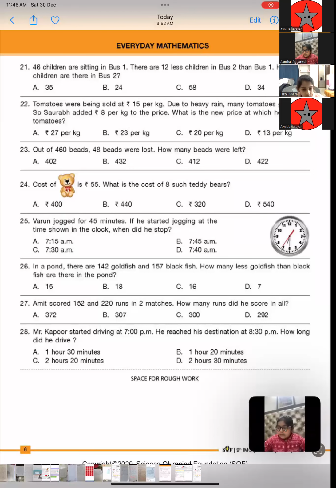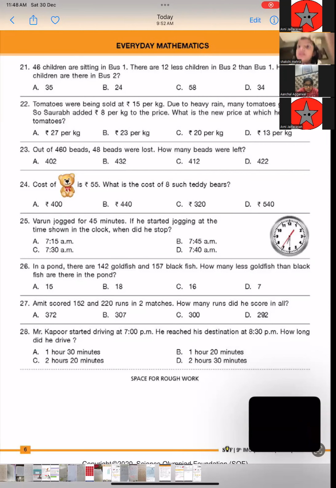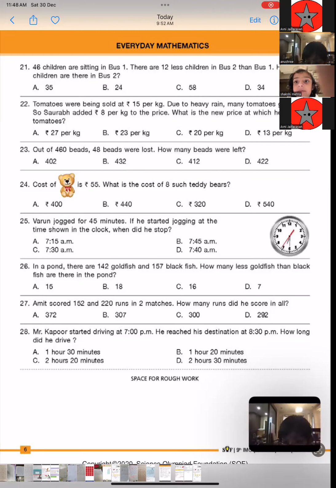I'm waiting for other kids. Sakshi and Kabir, easy? Or you want me to explain? Answer is B. Shall I explain, Kabir? Yes, ma'am. So tomatoes were being sold at 15 rupees per kg. If I want to go and buy 1 kilo of tomatoes from the vegetable market, I'm going to give 15 rupees to get 1 kg of tomato. Now, since it was raining, many tomatoes got spoiled.